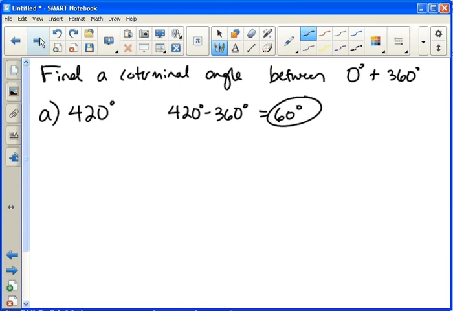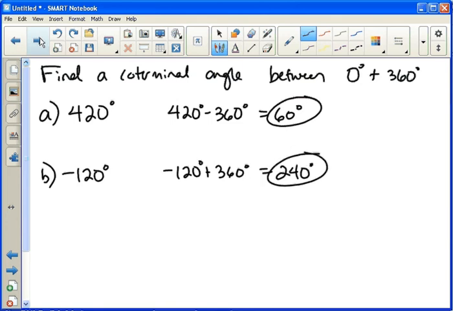Okay, next let's do a negative one. Let's do negative 120 degrees. And in that case, we would add 360 because we want it to go positive. So we do negative 120 plus 360 degrees. And that's going to give us 240 degrees. So 240 and negative 120 are coterminal with each other. They have the exact same points where they end. So that is coterminal angles.